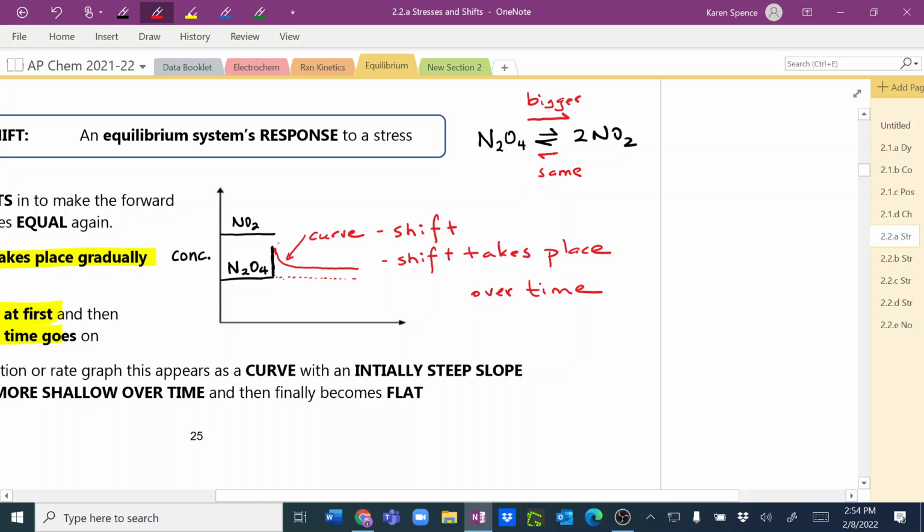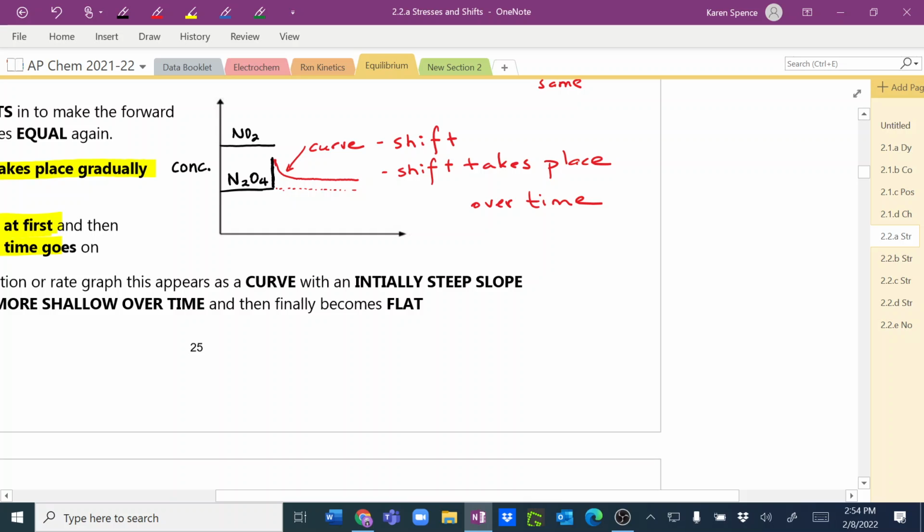I actually haven't done a very good job at drawing this curve. The curve should have an initially steep slope that becomes shallower and then flat. Steep, shallow, flat.